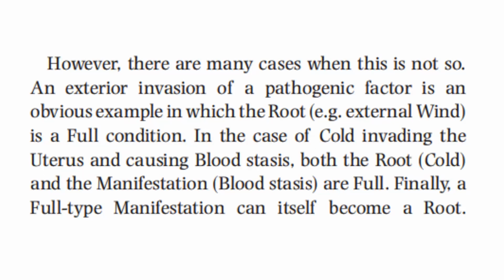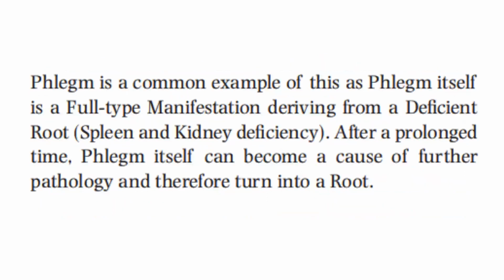Finally, a full type manifestation can itself become a root. Phlegm is a common example of this, as phlegm itself is a full type manifestation deriving from a deficient root, spleen and kidney deficiency. After a prolonged time, phlegm itself can become a cause of further pathology and therefore turn into a root.